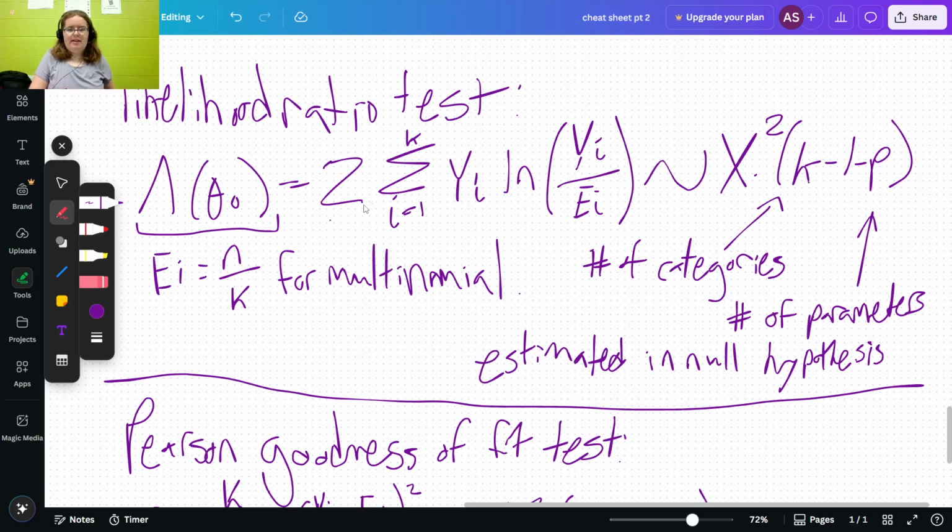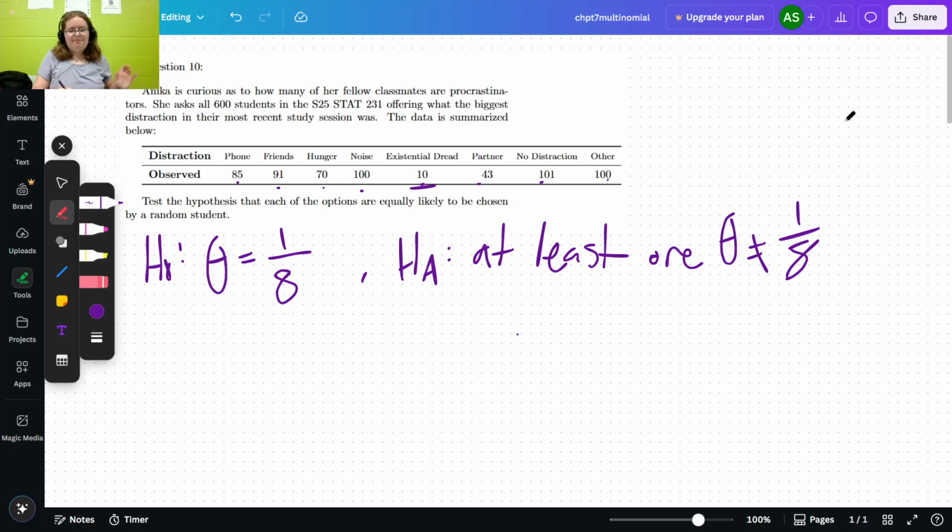And the way we calculate it is we do 2 times this sum from i equals 1 to k of yi times ln of yi over ei. And once we calculate this whole thing, we just shove it into our chi squared with k minus 1 minus p degrees of freedom. And then that's it. It sounds like a lot and it looks like a lot, but trust me, after you do a couple examples, it's not that bad. Just trust me.